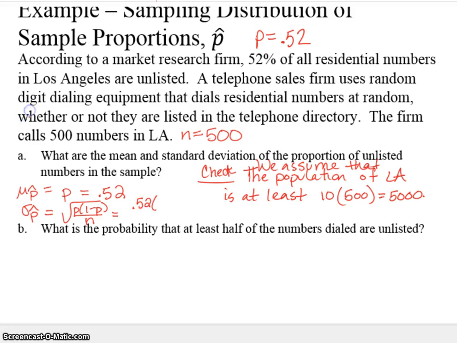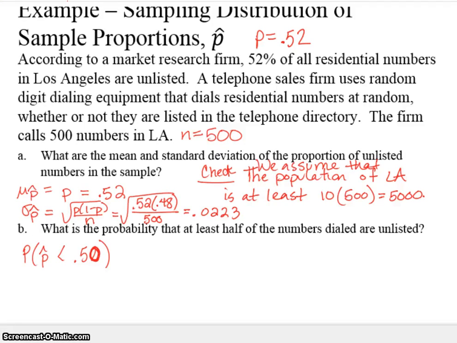So we have the square root of 0.52 times 0.48, which is 1 minus 0.52, over 500, and you get 0.0223. Okay, so we got our mean and we got our standard deviation of the proportion of unlisted numbers in the sample. Part B, what is the probability that at least half the numbers dialed are unlisted? So what is the probability that our p hat is less than, sorry, 0.50, 50%. What is the probability that one sample is less than 50%?